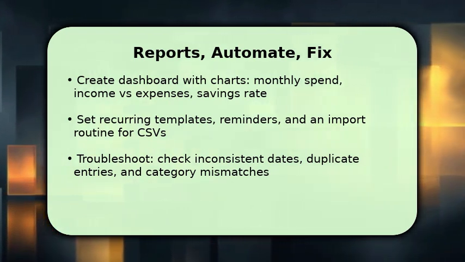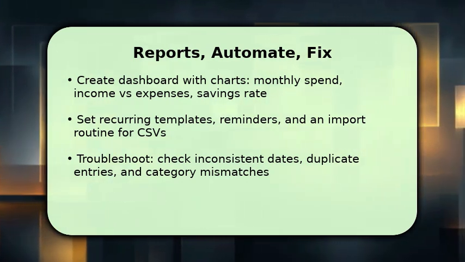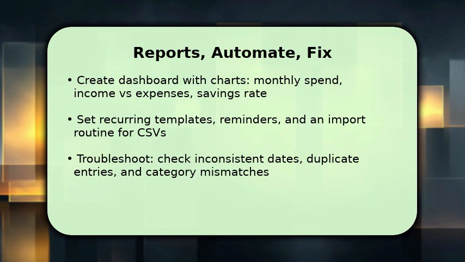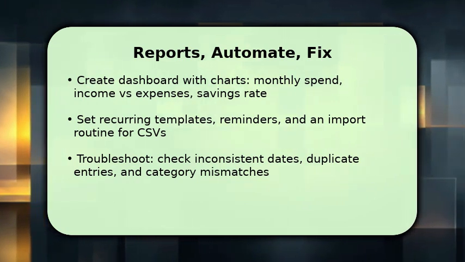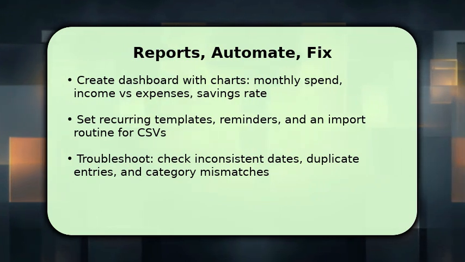Make sure to test automations with a few entries before fully trusting them. If numbers look wrong, check for inconsistent date formats, duplicate imports, or category mismatches. Fix those first. Finally, schedule a weekly review so your Notion system stays accurate and useful.